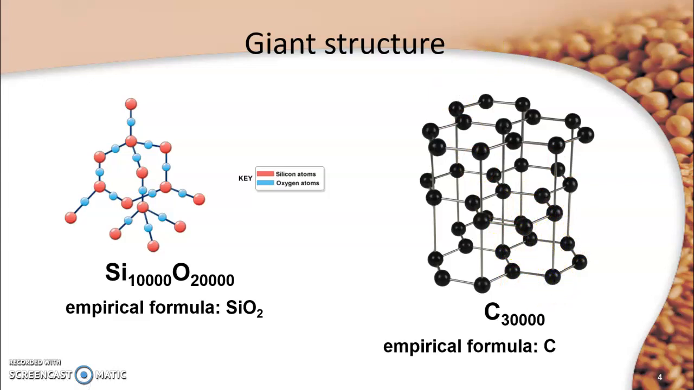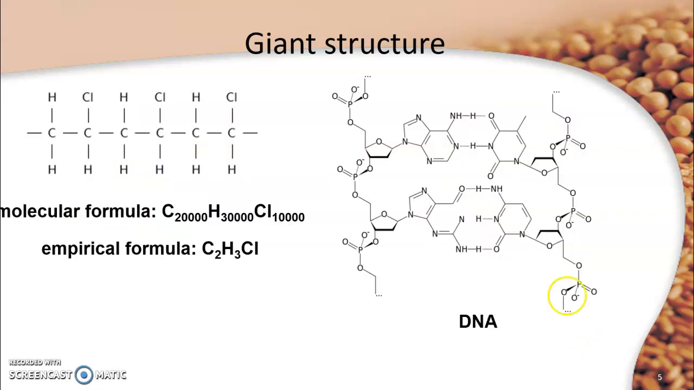Other than these giant structures, there are also polymers, which you will learn at a later part of this syllabus. Polymers are a continuous network of atoms that are covalently bonded together. In this case, a polymer might be C 20,000, H 30,000, Cl 1,000. If you were to simplify it, it will be C2H3Cl. Also our DNA structure, for those bio students, you should know that DNA is a very long repeating unit of structure. So it is also a giant structure, and sometimes using the empirical formula will be more useful in our calculations.